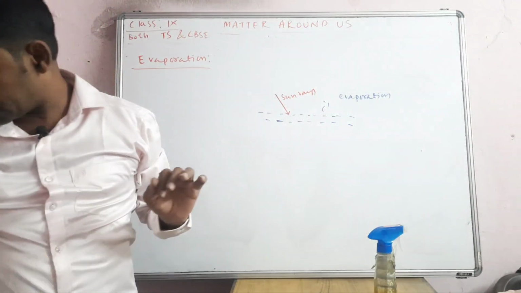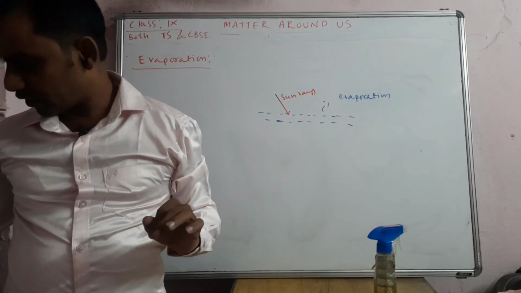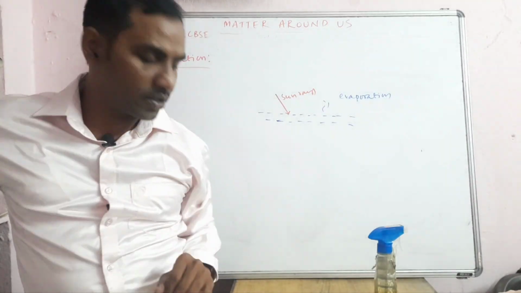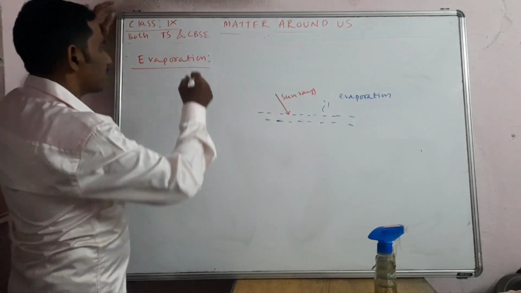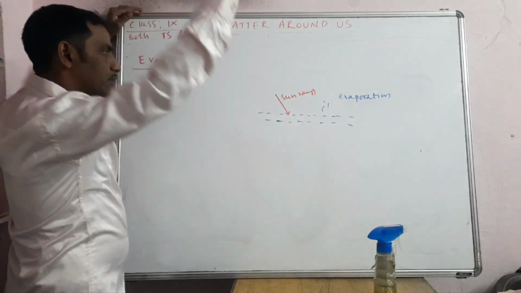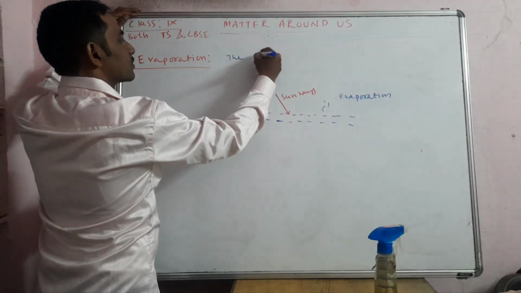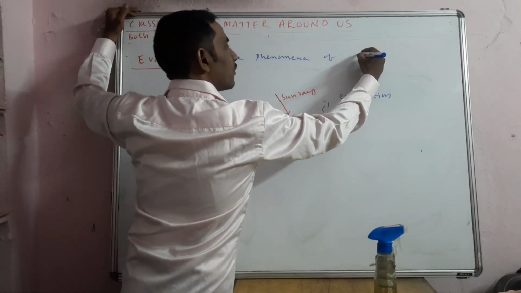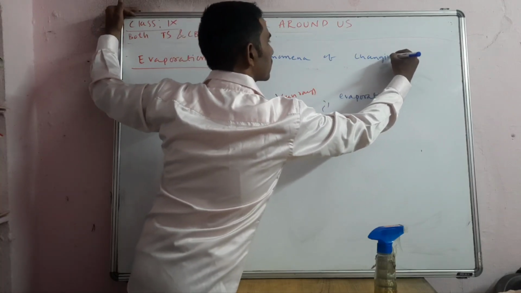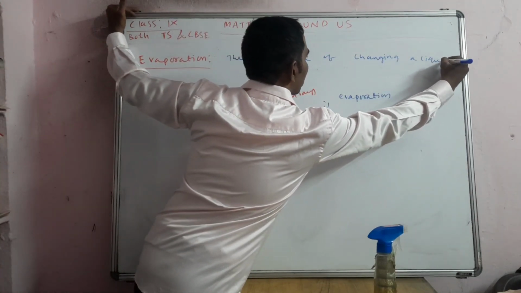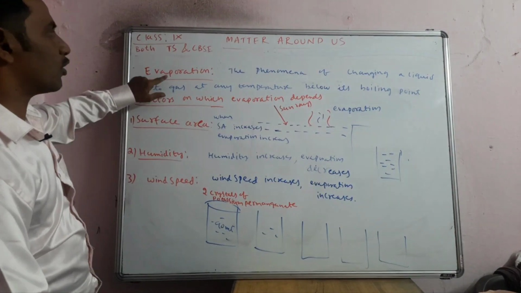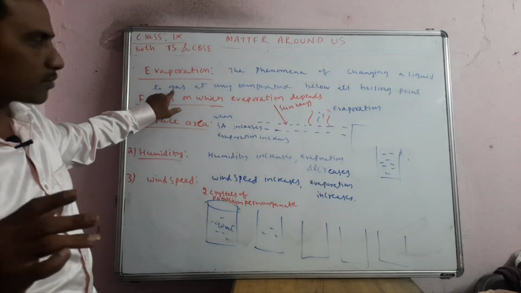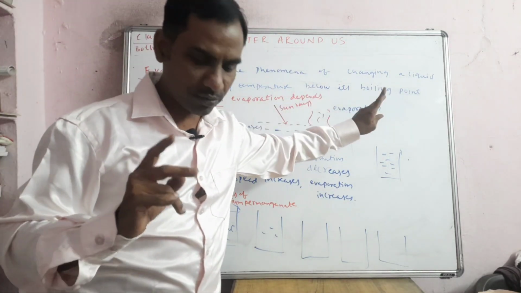Okay, you can write the definition and all. Evaporation: the phenomenon of change of a liquid into vapors at any temperature below the boiling point. What is evaporation? The phenomenon of changing a liquid state of a substance to a gas state at any temperature below its boiling point is called evaporation.